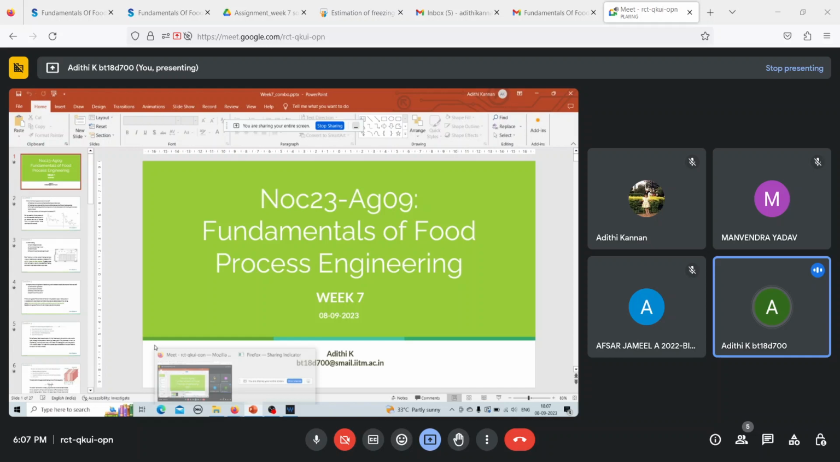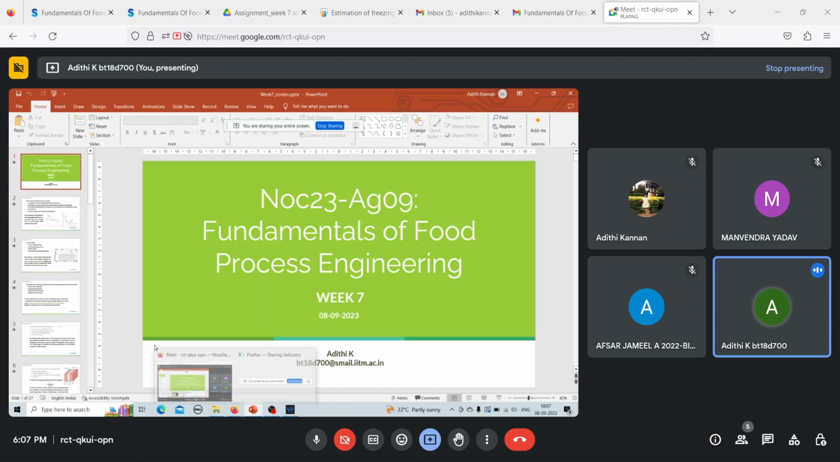Okay, question 12. The freezing time for a 10 centimeter thick block of fish is found to be 200 minutes when the freezing medium is minus 35 degrees Celsius. So you have the thickness given here, you have the freezing time already given, and you have the freezing medium temperature, which is TA, minus 35 degrees Celsius. The initial freezing point of the fish is minus 1 degree Celsius.